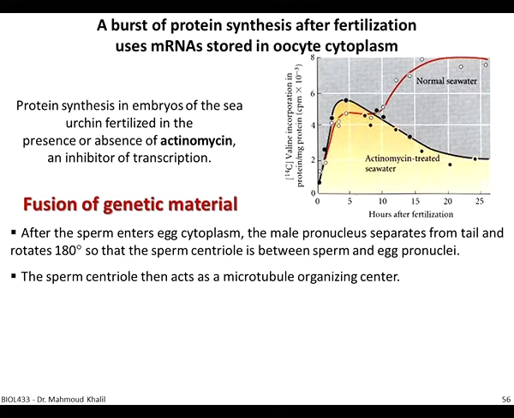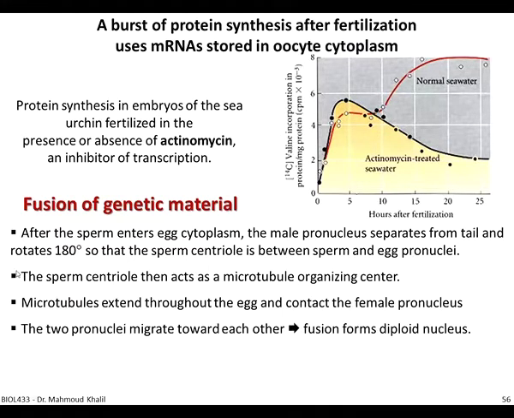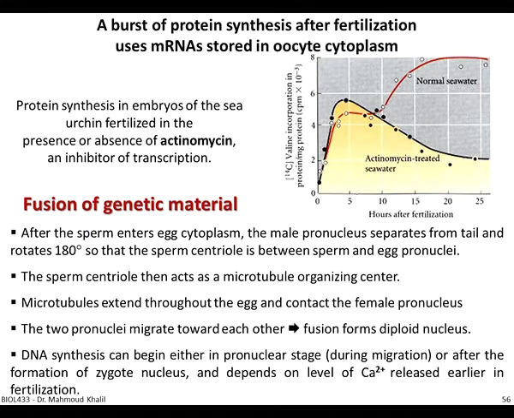Now the sperm centriole, since it is located in the middle between the two pronuclei, will act as a microtubule organizing center to make the spindle fibers and get the zygote ready for division. The microtubules extend throughout the egg and contact the female pronucleus. The two pronuclei migrate toward each other until they fuse, forming the diploid nucleus. DNA synthesis can begin either in the pronuclear stage during migration or after the formation of the zygote nucleus, and this depends on the level of calcium released early in fertilization.